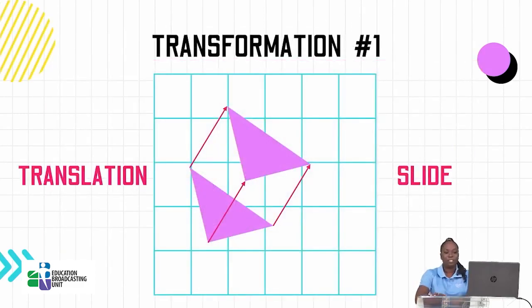So what is a translation? A translation is moving or sliding an image, object, or figure in straight lines without changing its shape. Note that all points of the shape move the same distance and same direction.